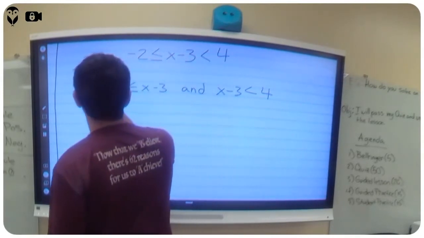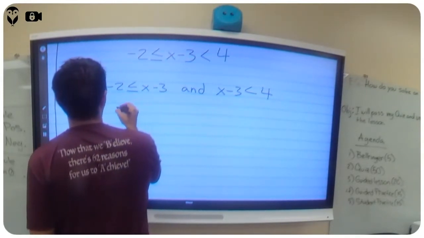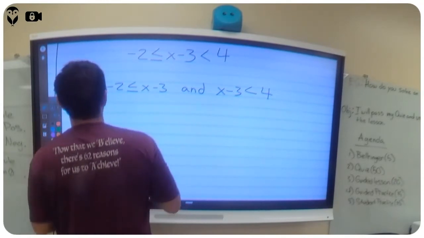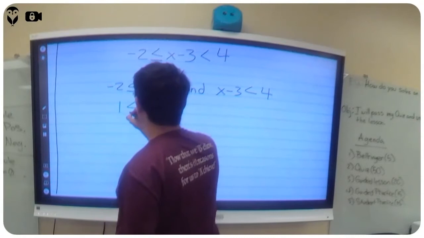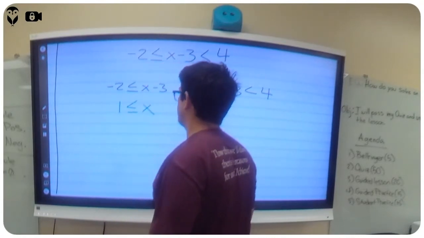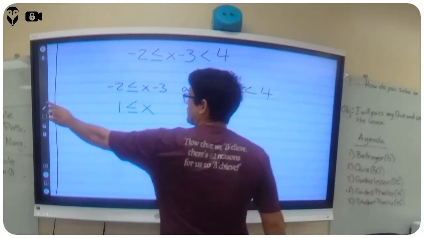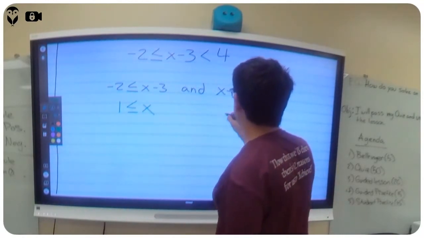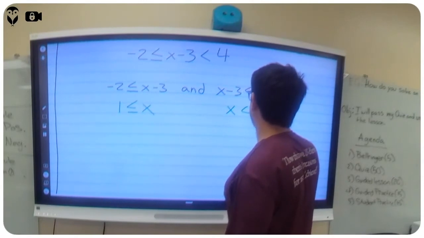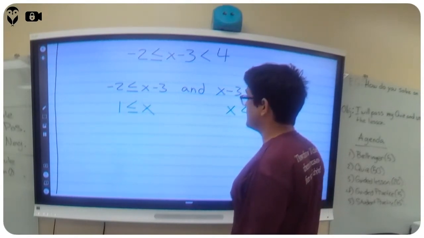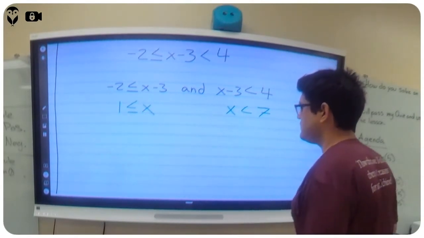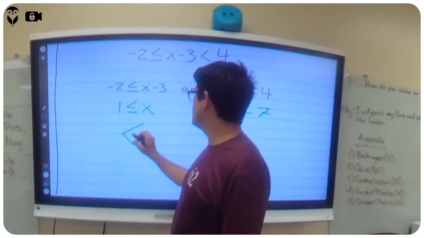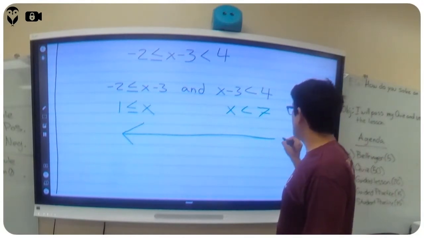So we add 3 to both sides here. You're going to end up with 1 is less than or equal to x. Here, you are going to add 3 to both sides, and now x is less than 7. So let's graph them both on the same number line.